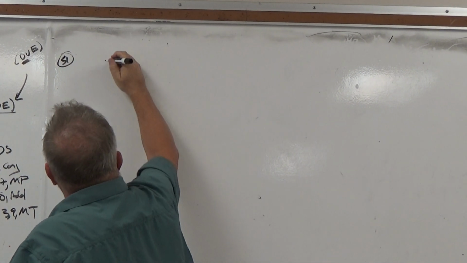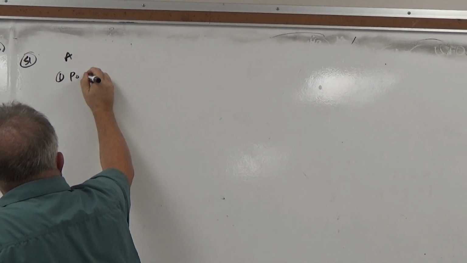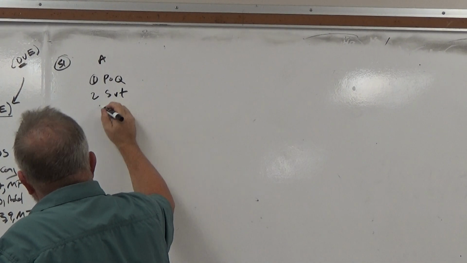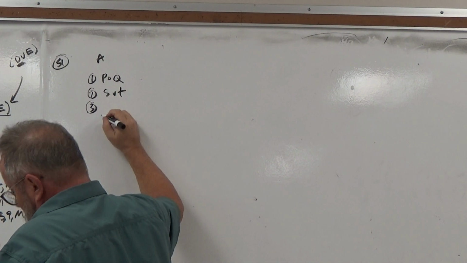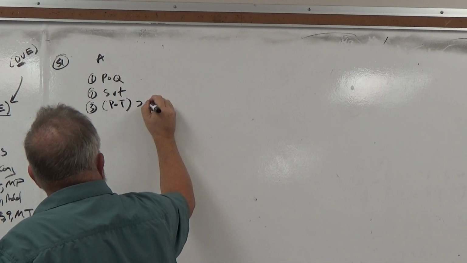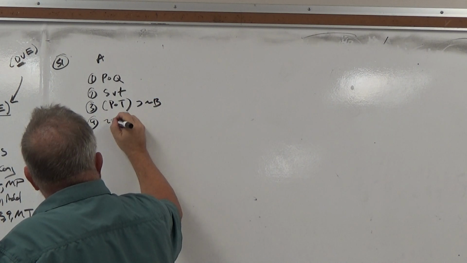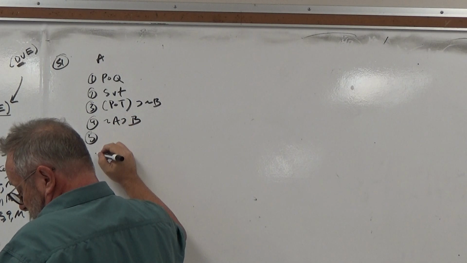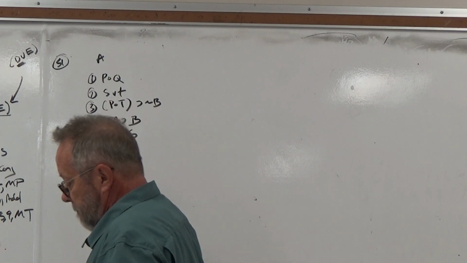51, prove A. We start with P and Q, and we have S or T, and we have P and T, then not B, and we have not A, then B, and we have P, then not S. Okay.